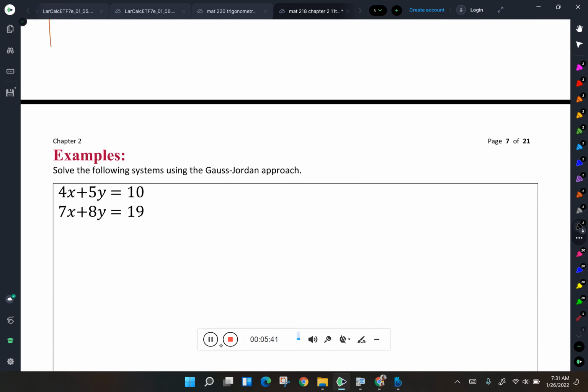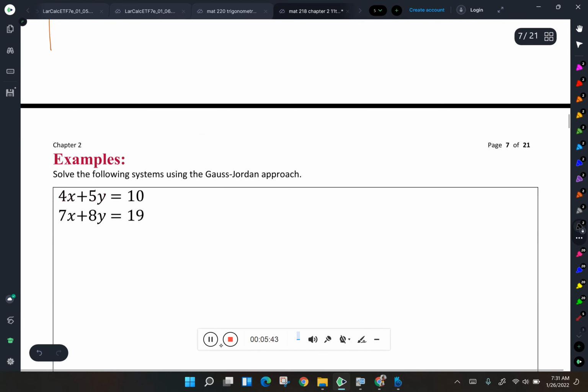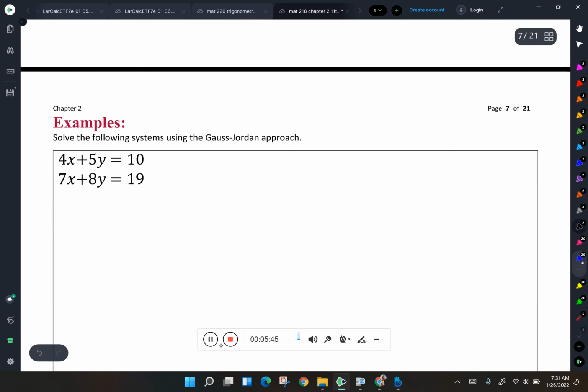Now, you might have seen this one before. This is the one from right up here. Okay? So step 1, I want to make sure that my equations are written properly. That is x's, then y's, and then constants over there on the right. So that's good. Now I'm going to encode that matrix. The first row, or the first equation, is going to give me the matrix 4, 5, 10. And the second row is going to give me the matrix 7, 8, 19.